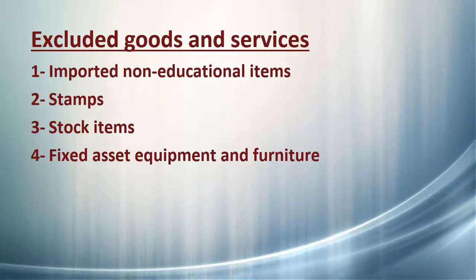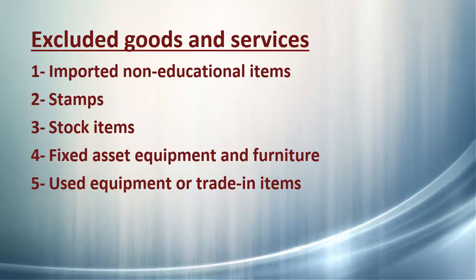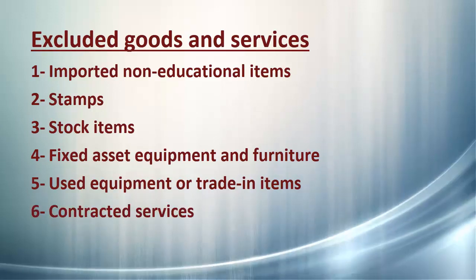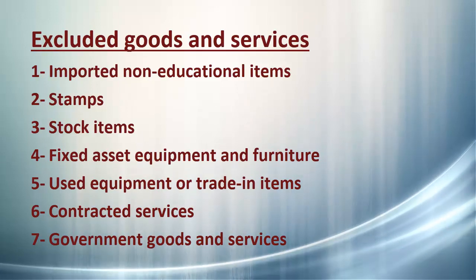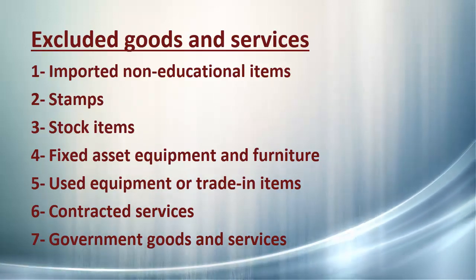4. Fixed asset equipment and furniture. 5. Used equipment or trade-in items. 6. Contracted services. 7. Government goods and services such as electricity, gas, water, work permits, licenses, etc.